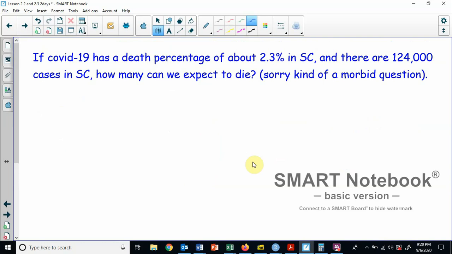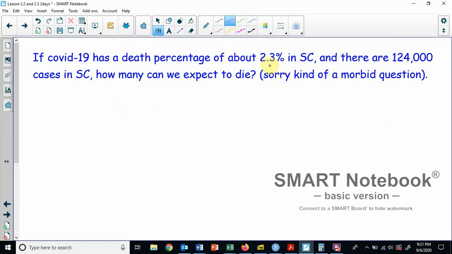Sorry, it is a morbid question. I just randomly Googled some of these numbers. I'm not sure if they're right or not, so don't quote me on any of these numbers. I just grabbed them off the internet, and we all know the internet's not always right. But anyways, just for current times, I thought I'd throw it in there, but now that I read it, it's kind of depressing. We'll do the problem anyways.